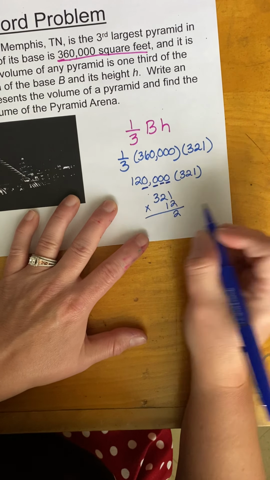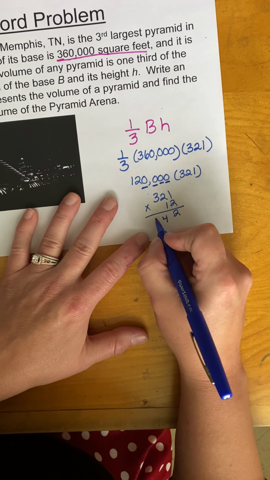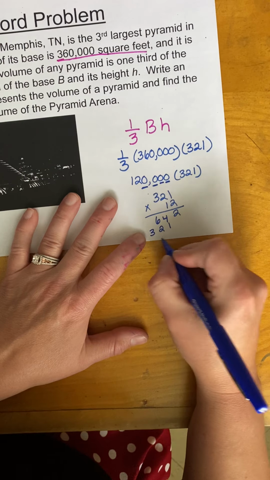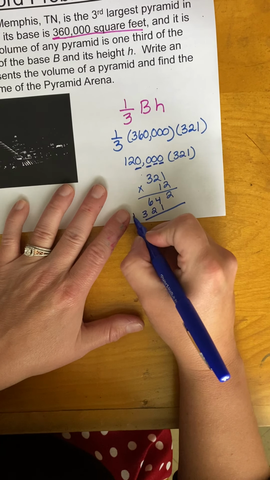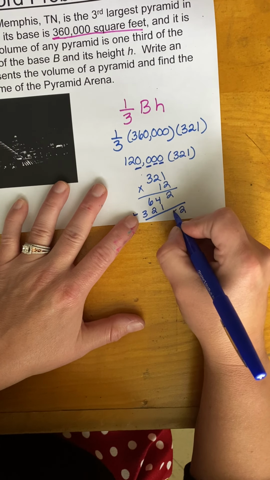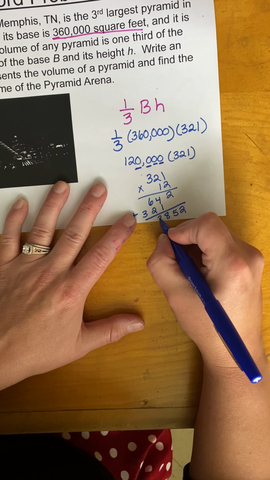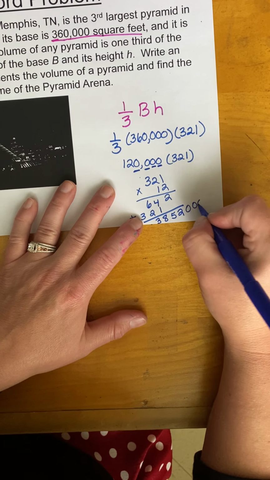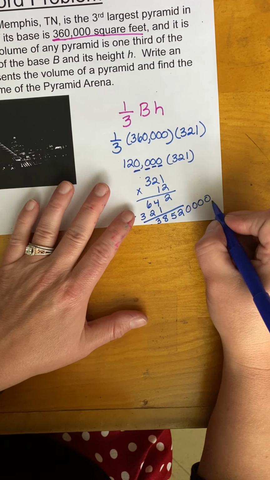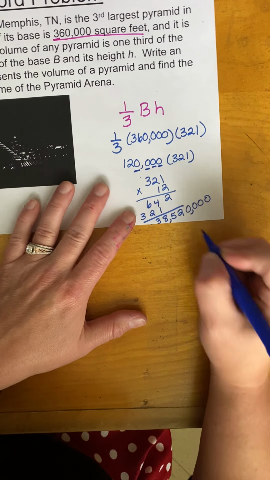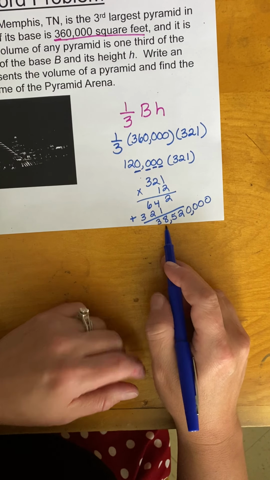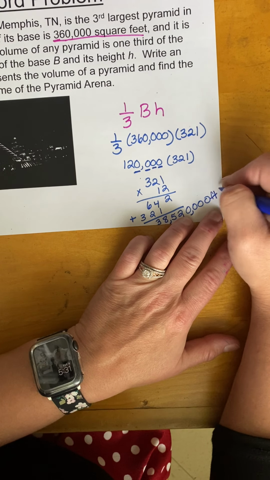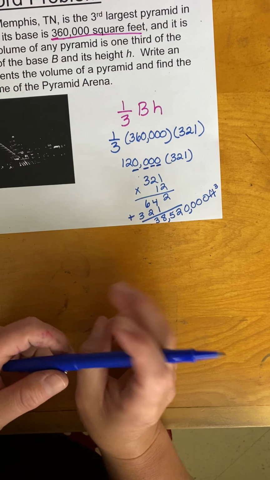So 1 times 2 is 2. 2 times 2 is 4. 3 times 2 is 6. 1 times 1 is 1. 2 times 1 is 2. 3 times 1 is 3. We're going to add those together. We have 2, 4 and 1 is 5, 6 and 2 is 8. Don't forget my little 3. I'm going to have to squeeze it in there. And then I'm going to add back these 4 zeros. And then I'll go 1, 2, 3, comma, 1, 2, 3, comma. So that is 38,520,000 cubic feet because we're finding volume.